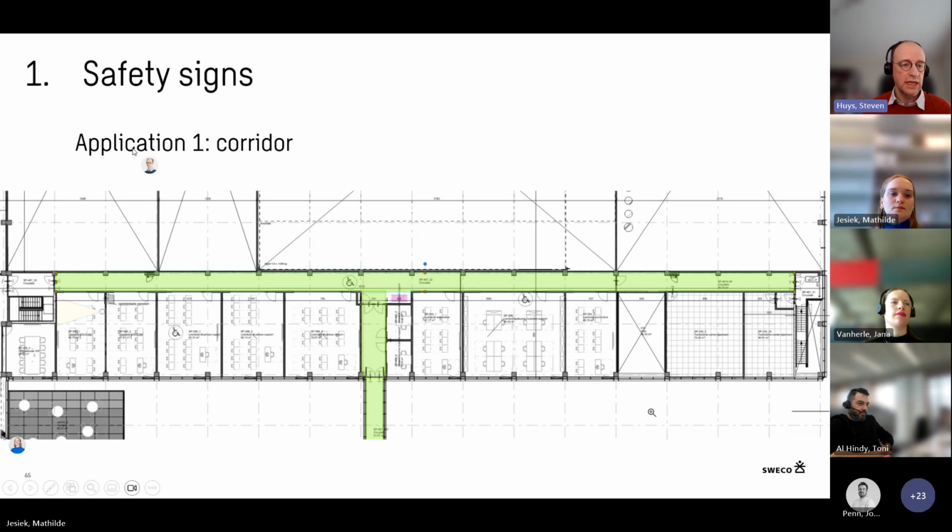I will explain now 2 situations, 2 applications. Maybe one just a corridor. Here it is a corridor of a building with classrooms.